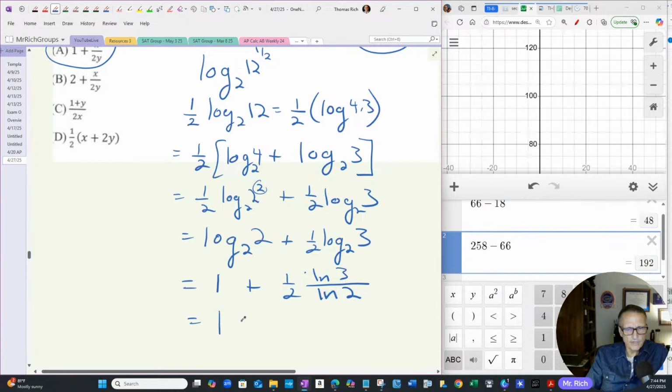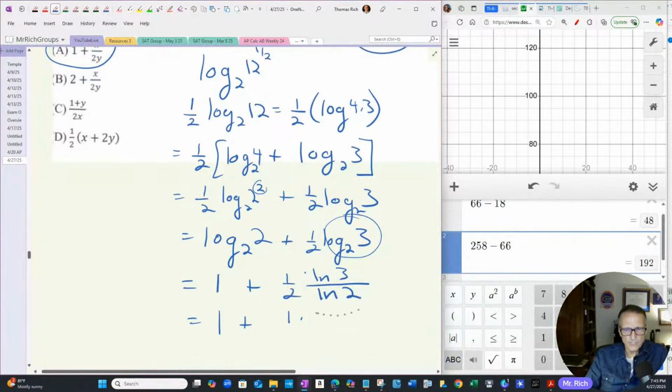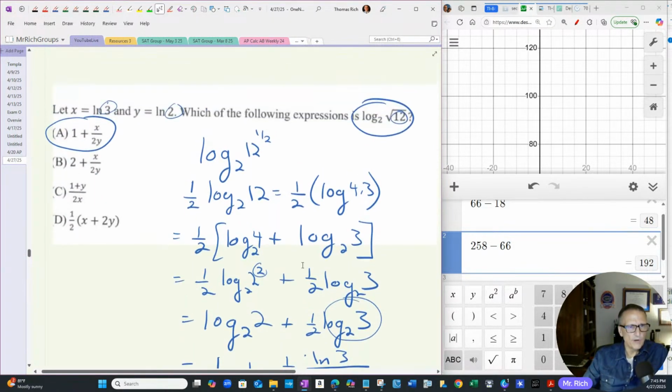That is pretty clever. You had to use this change of base right here to get it into natural log. So that means that this is going to be 1 times, again, natural log of 3 is an x, 1 times x on the top, times 2, natural log of 2 is the y. So it is 1 plus x over 2y. A is the answer right there.